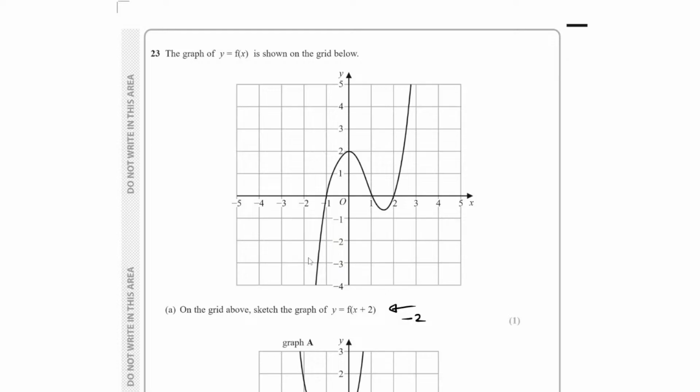Now, because it's a sketch, I'm just going to pick some kind of coordinates that are quite obvious. So like the one where it crosses -1, that would go to -3. Maybe this one here would go to -2. Do you know what I mean? This turning point, I guess, is kind of halfway here, isn't it? So 1, 2, so that'd be here.